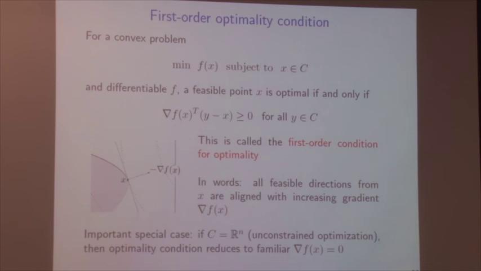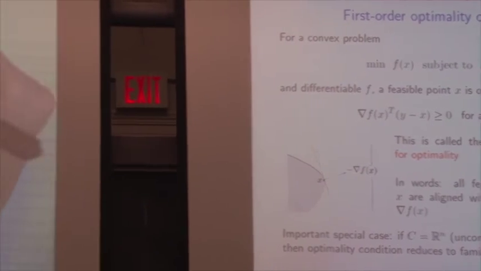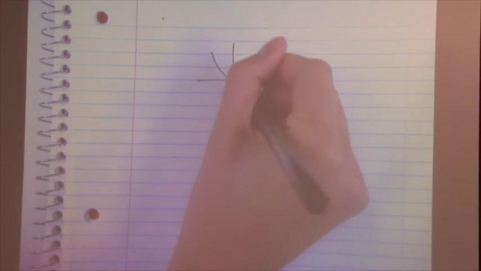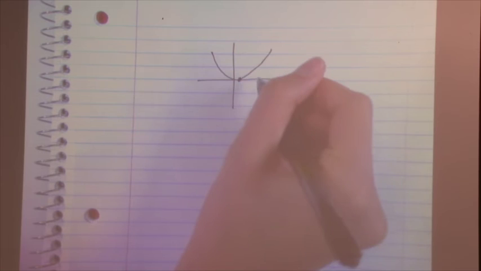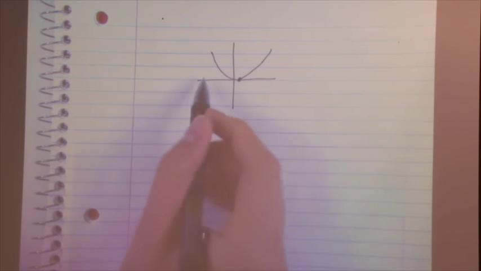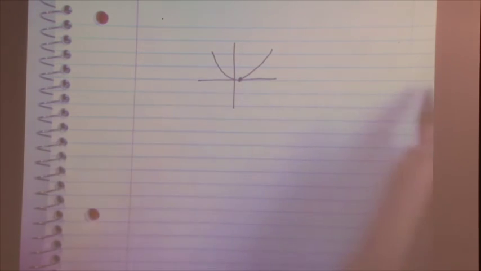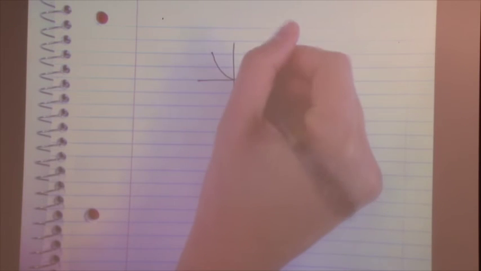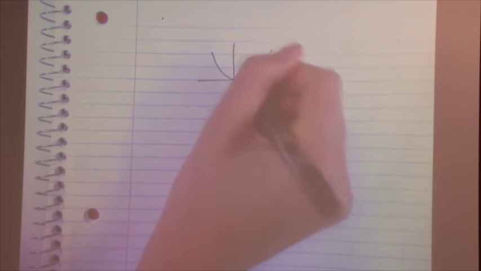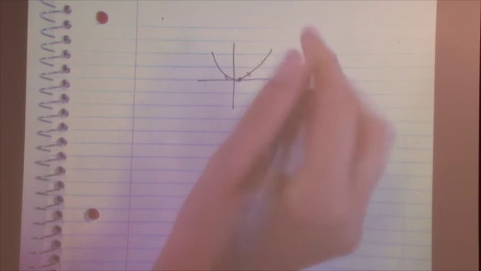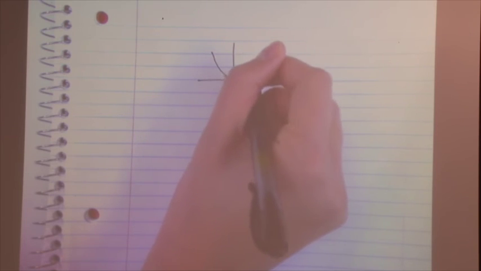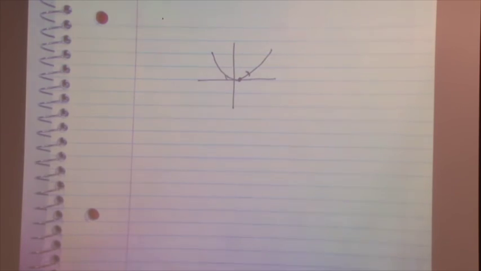To give you an idea, I always do quadratic functions, I guess. If I have this simple function, and I'm at x, at the minimizer, anywhere I go in the feasible set, which in this case is just R, the derivative is going to be positive. And so that way, I'm always going to know that I'm increasing my function.